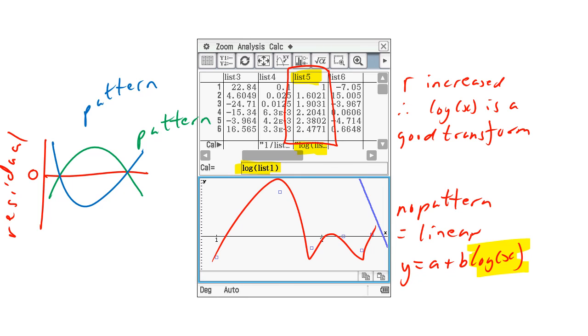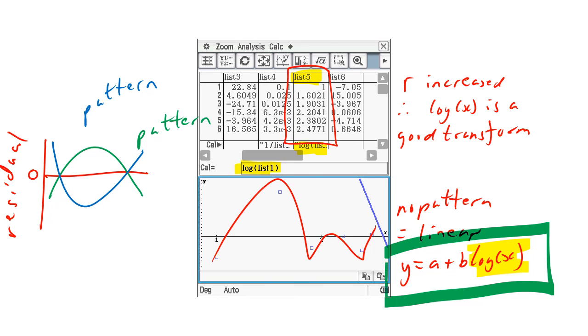So hopefully that's clarified a few things about what you're looking at with R and what you're looking at with residuals and the patterns and stuff. And then in the next video, I'm going to look at using the equation. So this lovely equation we have down here, I'm going to look at how to use that.